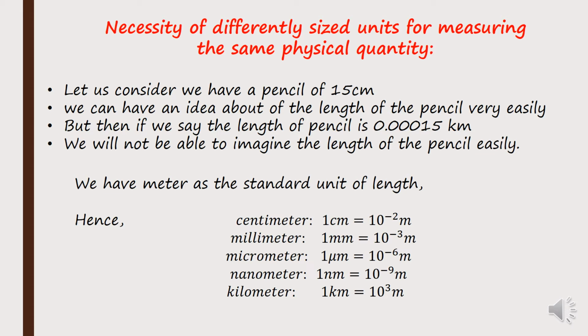So as you can see here, if somebody gives us a pencil and says that it is 15 centimeter, we will have some idea about the length of the pencil. But if somebody tells that it's 0.0015 kilometers, then it won't be easy for us to understand the length at that point. All right, so for specific things we should use the specific units.